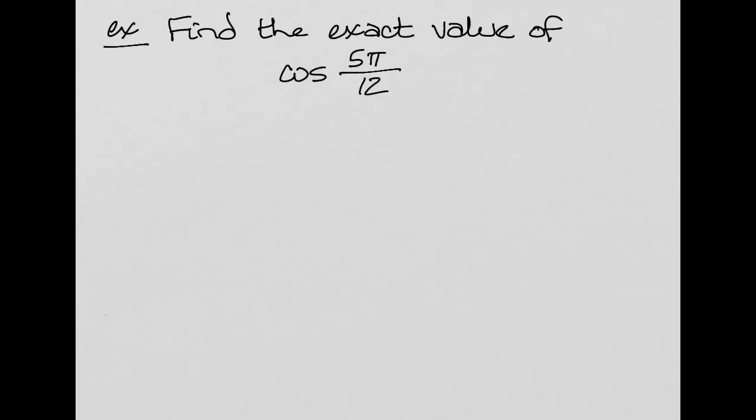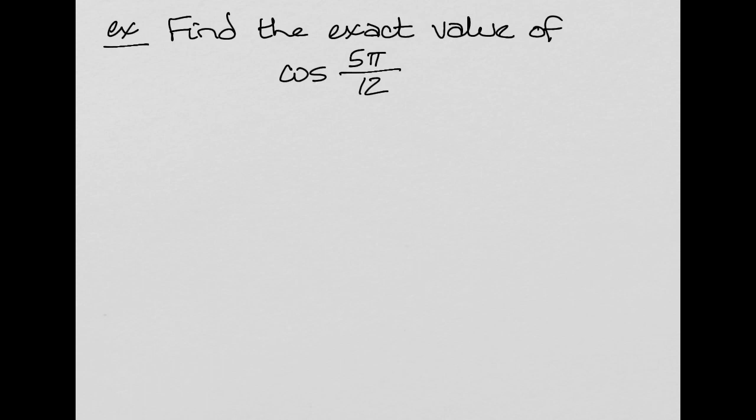I'd like to find the exact value of the cosine of 5 pi over 12. This is not a unit circle value. It is not a familiar one. It's not one of the ones that we know or that we can look up easily. So what are we talking about, an exact value here? Well, there's an identity for that.